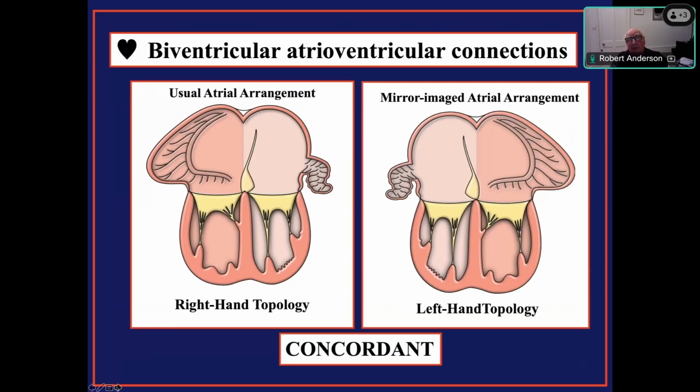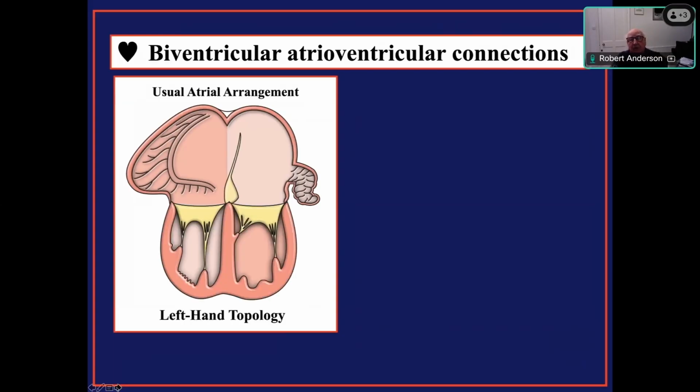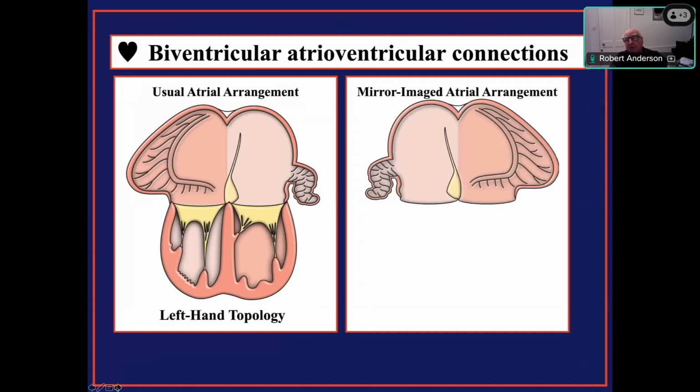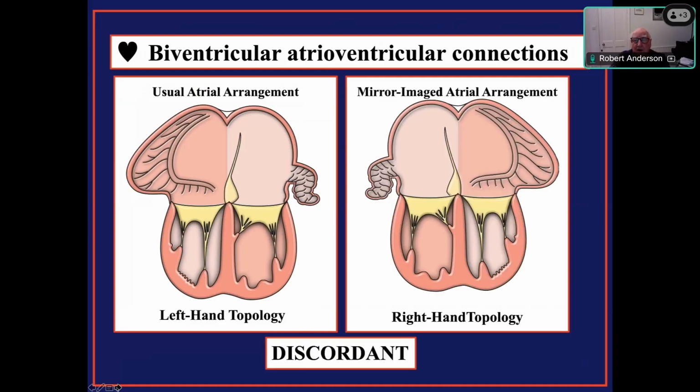And you are all well aware that in one of the hearts that is usually considered to be particularly complex, when we have usual arrangement with left-handed topology, the morphologically right atrium joins the morphologically left ventricle, and the morphologically left atrium joins the morphologically right ventricle. And this is the situation as you see it with usual arrangement, but we can have exactly the same thing with mirror-imaged arrangement when that is associated with right-handed topology. And in these instances, the atrioventricular connections are discordant.